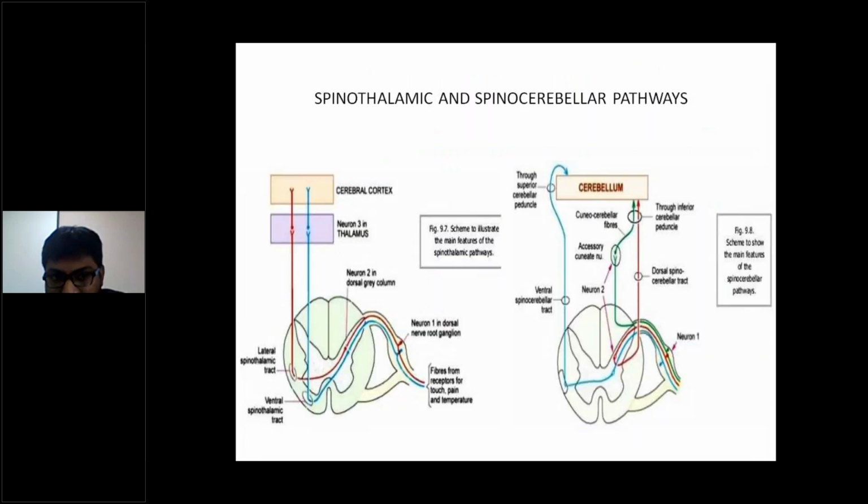So this is the spinothalamic tract. See, spinothalamic tract. See, fibers from the receptor for touch, pain and temperature, mainly pain and temperature, first order neuron. See here, this is crossing to the opposite side. Remember, this is crossing to the opposite side. This is not going ipsilaterally.